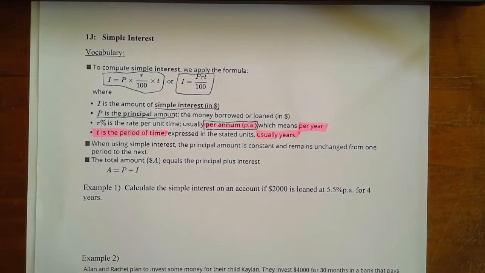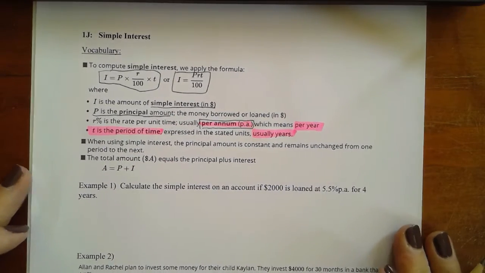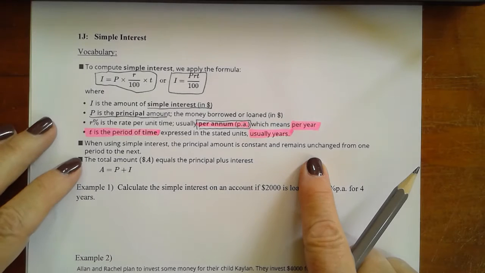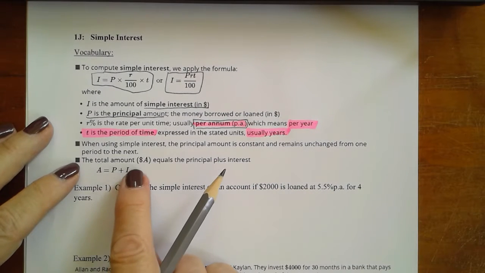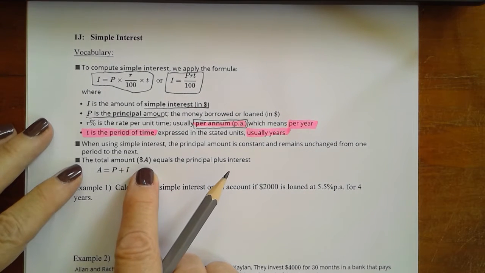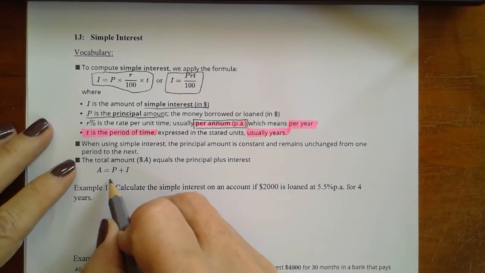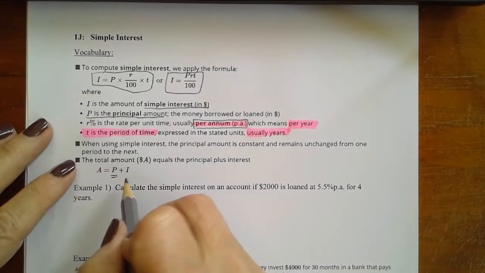Okay. It says when using simple interest, the principal amount is constant and remains unchanged from one period to the next. And it says if you want to look for the total amount in the account, you would add the principal, or the amount you put in, plus the interest you earned.